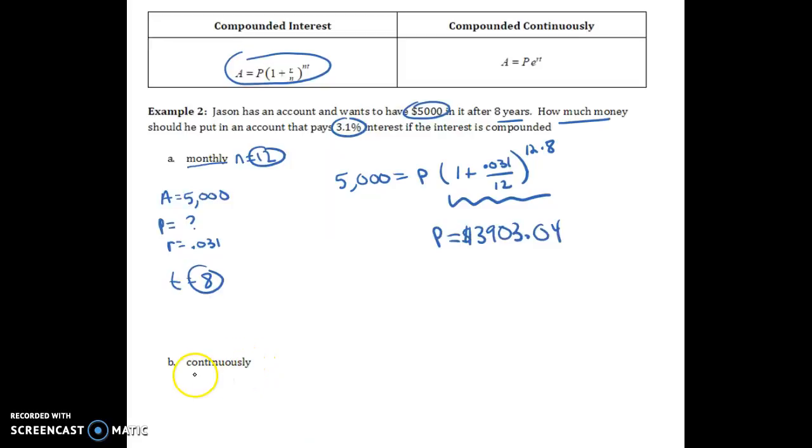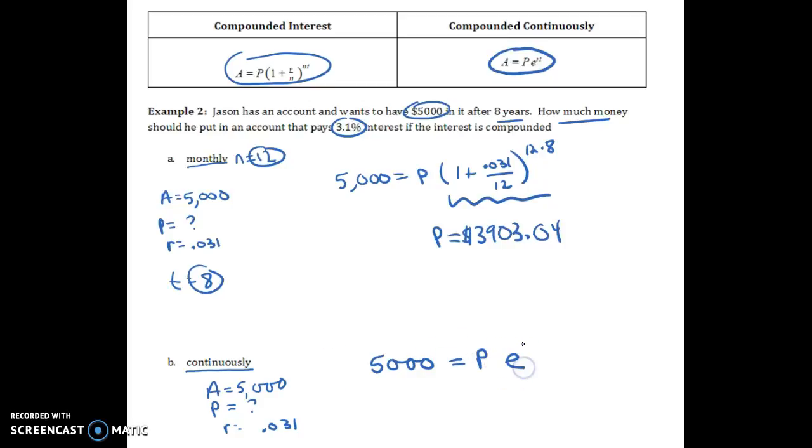Now for part B of this, it's the same situation, but this time things are compounded continuously. So he still wants to have that $5,000. He still doesn't know how much to put in there. The rate's still going to be 0.031 as a decimal. And because it's compounded continuously, we're going to use this formula. That's going to give us 5,000 equals, we don't know how much, e to the 0.031 times 8 years. It's still going to be 8 years.